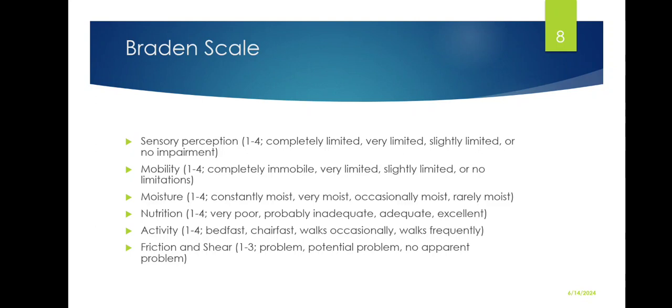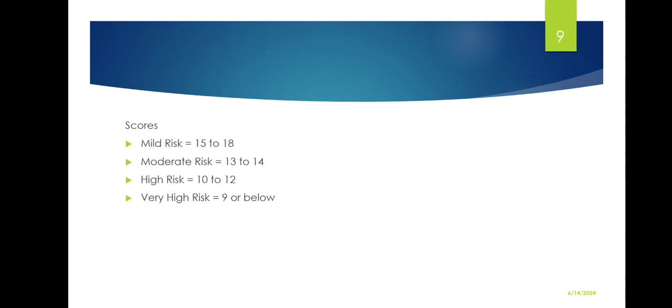Then you look at moisture, graded from 1 to 4, which is constantly moist, very moist, occasionally moist, or rarely moist. Nutrition, 1 to 4, which is very poor, probably inadequate, adequate, or excellent. Then activity: 1 bedfast, 2 chairfast, 3 walks occasionally, 4 walks frequently. Friction and shear, so 1 to 3: problem, potential problem, or no apparent problem.